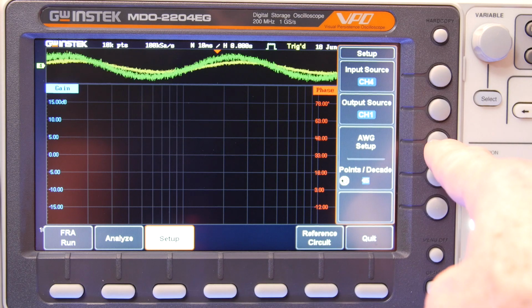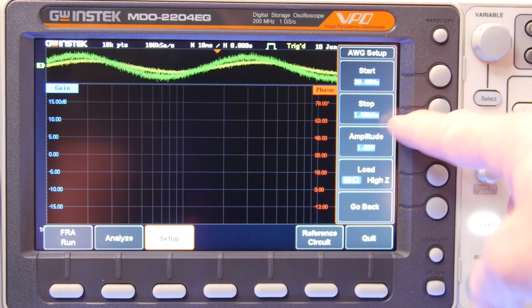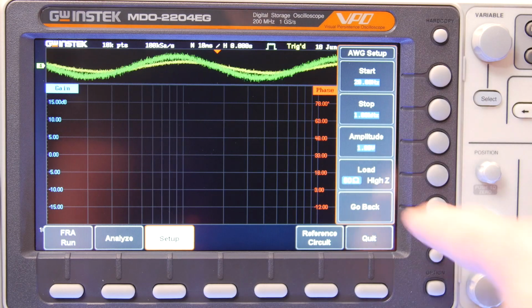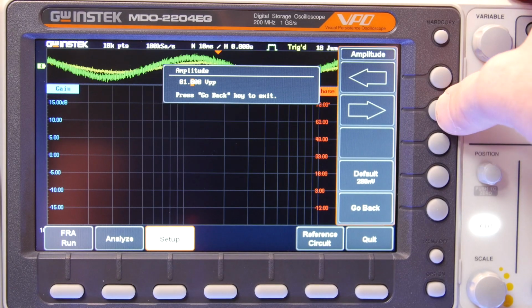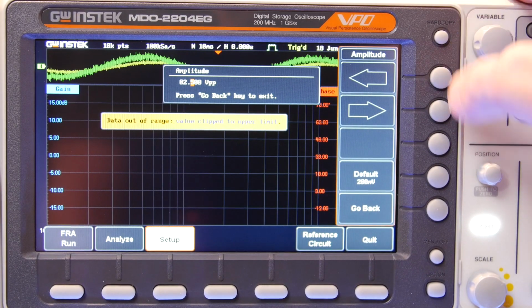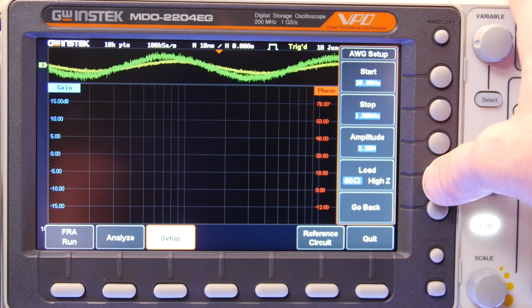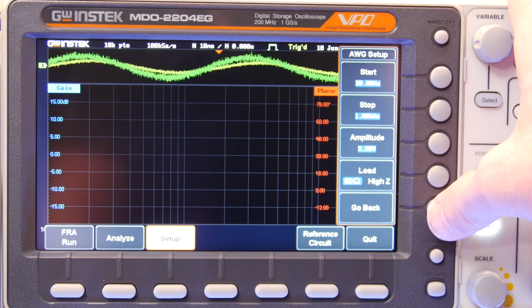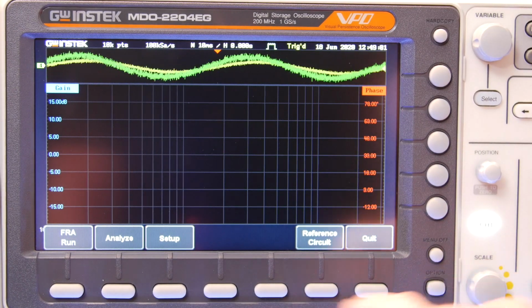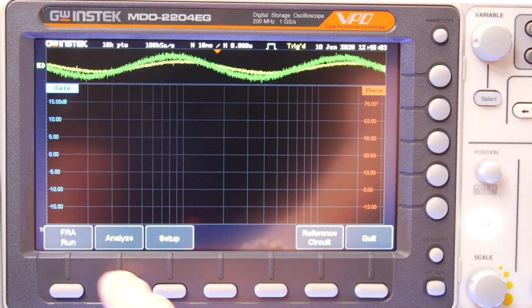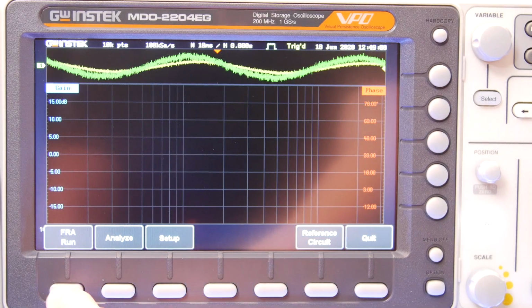Okay, and then we go to generator setup, 20 hertz we start, and we're going to stop at 1 kilohertz. And amplitude is pretty much maxed out, I think. Oh, there we go. Now we're maxed out. Okay, 2.5 volts, and then low impedance. It's going to be pretty low impedance. So we go back. So that was the setup, and then we can go ahead and run it. Okay, so let's go ahead and do that. So we hit run.